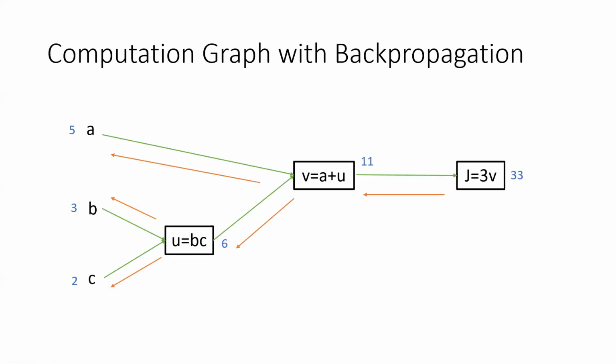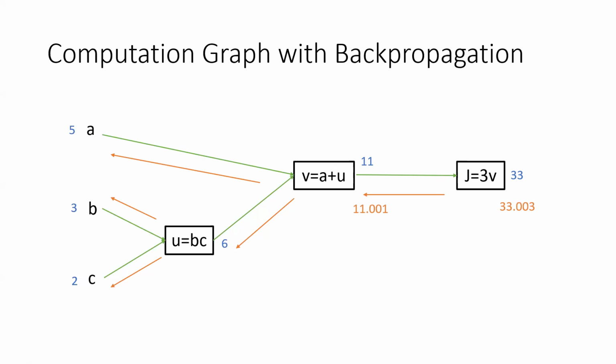So let's start with some values. You can see I have used the same values that I gave earlier: 5, 3, and 2. So you can calculate U as 6. That means B times C is 3 times 2, which is 6. V is A plus U, which is 5 plus 6, 11. And J is 3 times 11, which is 33.